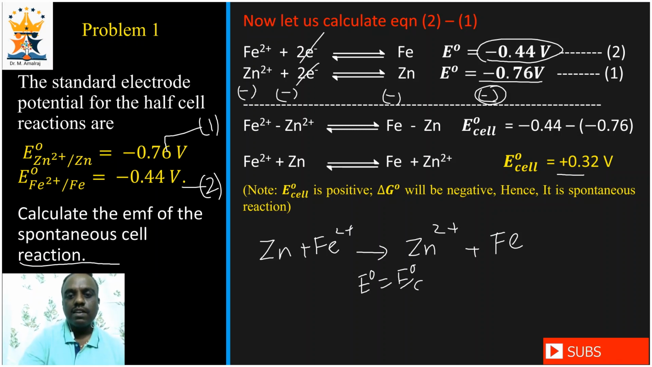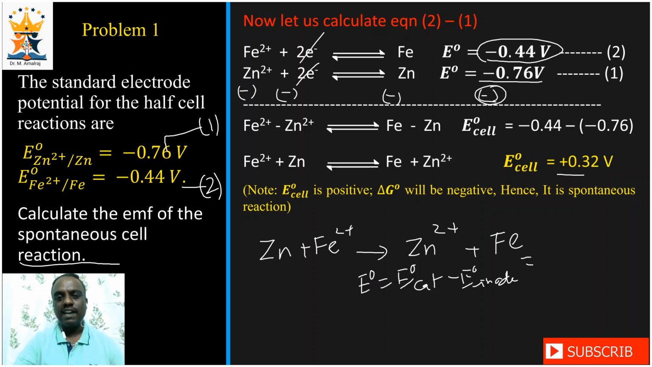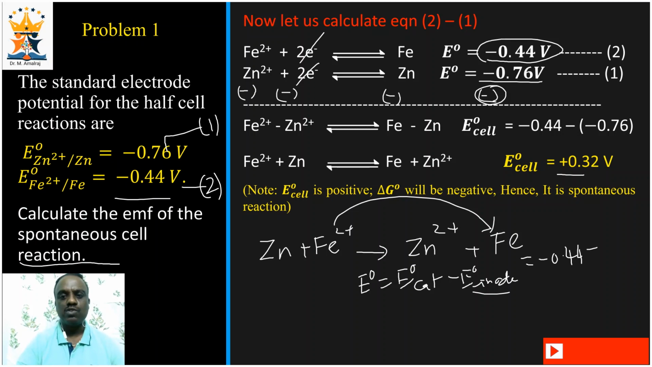E0 of cathode minus E0 of anode. See here, the cathode is nothing but your Fe2+ to Fe, because at the cathode reduction takes place. Fe2+ to Fe reduction takes place, so that is taken as the cathode. So this value is minus 0.44, and the anode is nothing but your Zn2+ to Zn couple, so minus 0.76. So again, if you calculate, you will end up with a positive E0 value. By means of any of these methods, you can easily calculate the E0 cell of the reaction.